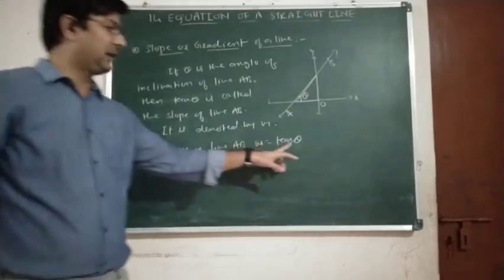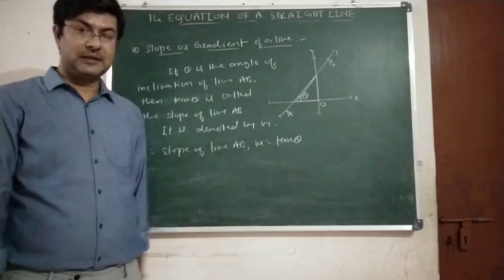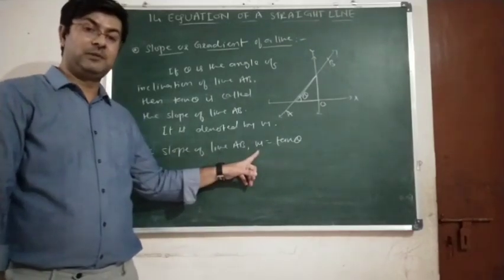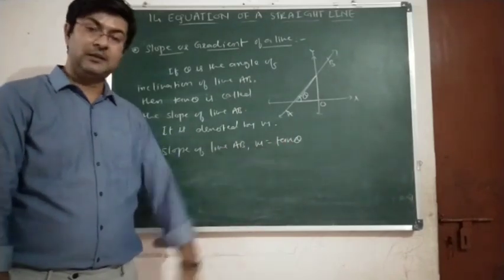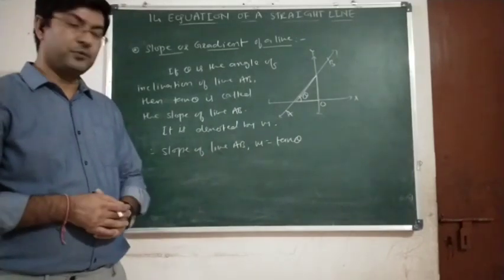So if you are given the angle of inclination, for example, suppose 30 degree, then tan 30 degree is equal to 1 upon root 3. So the value of slope M will be 1 upon root 3. If theta is 60 degree, then M will be root 3, because the value of tan 60 is root 3. Clear?